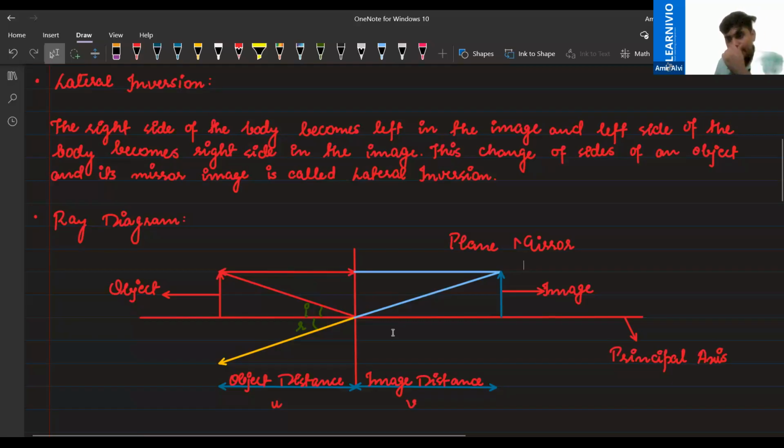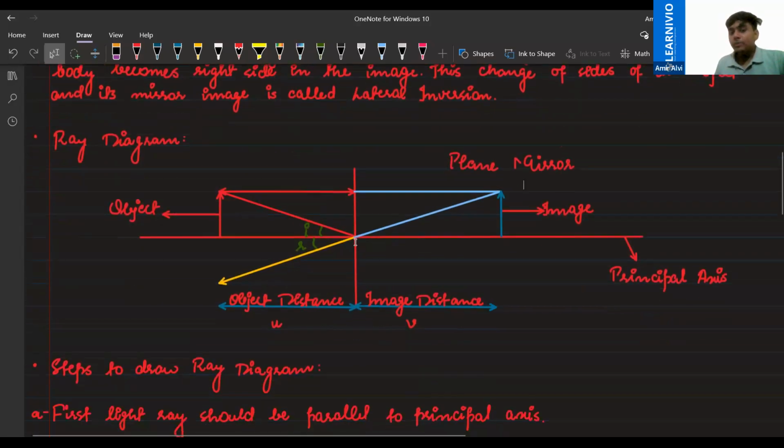So basically, when the object is placed from the mirror, that distance is called object distance. And when the image is formed, whatever the distance between the image and the mirror is, that distance is called image distance. Clear, Inan? Clear, sir.